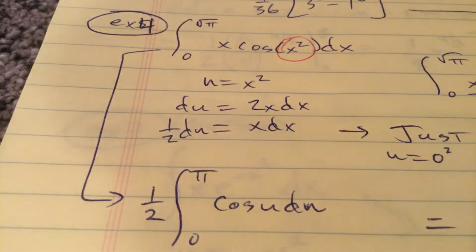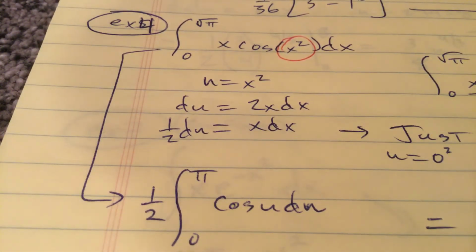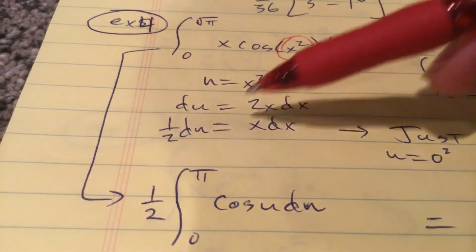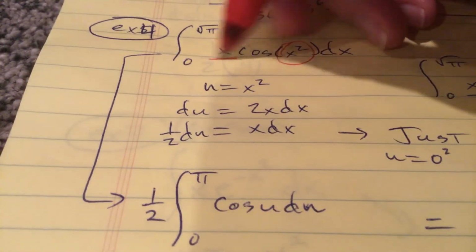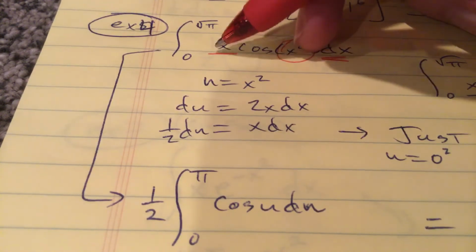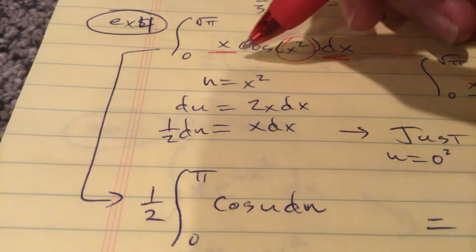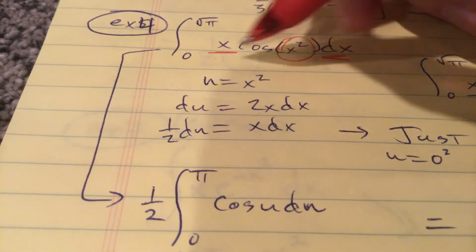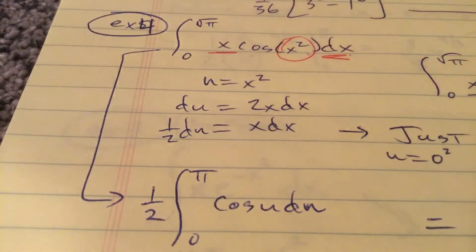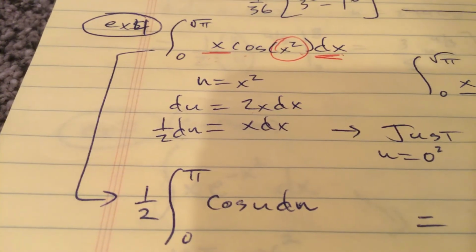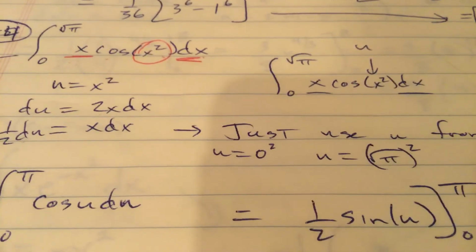Let's make that u. So if u is x squared, then du would be 2x dx. I need to plug something in for x dx, and so I need to divide both sides by 2. 1/2 du would be x dx. Then I would have cosine u. Now again, let's make this in terms of u only.